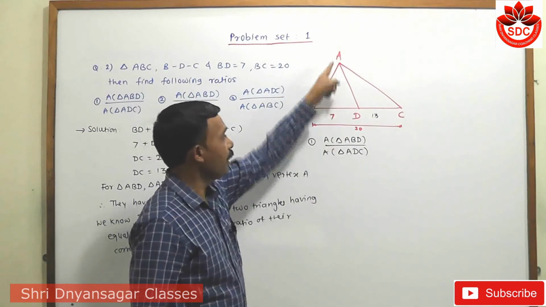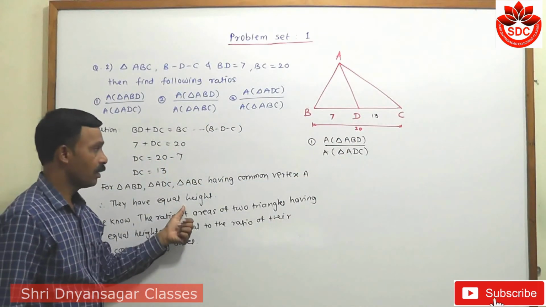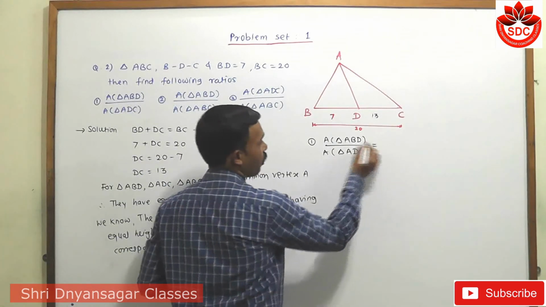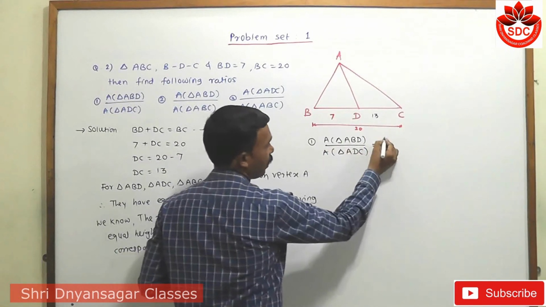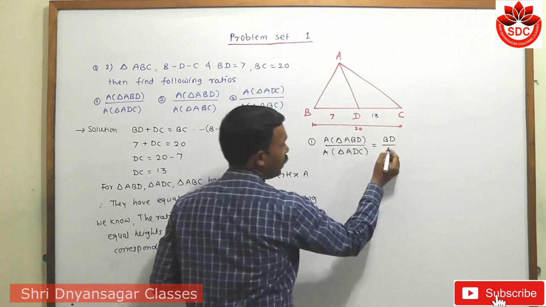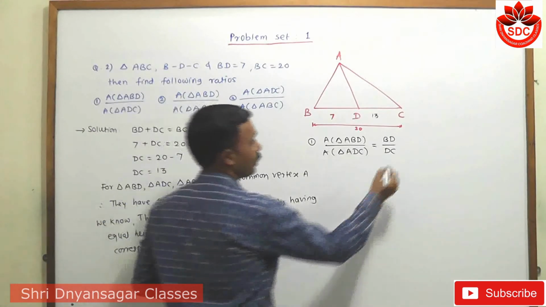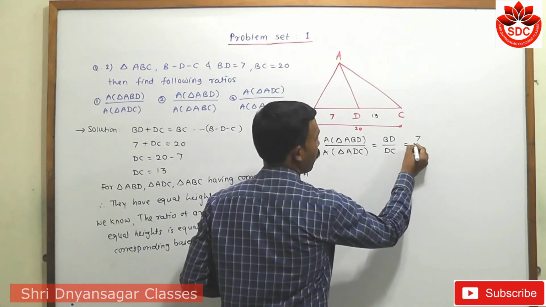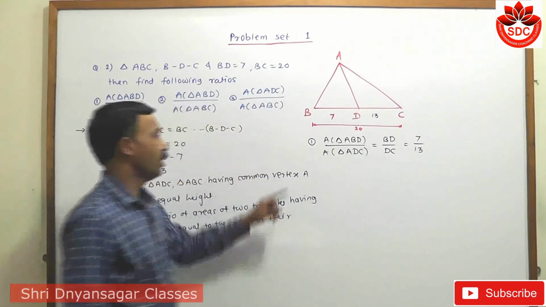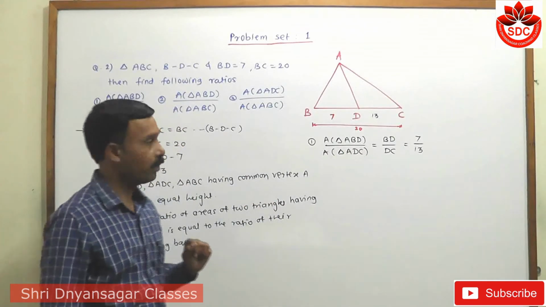ABD and ADC, both these triangles have equal height. Therefore, their ratio is equal to their corresponding bases. The base of ABD is BD and the base of ADC is DC. The value of BD is 7 and the value of DC is 13. This means the value of the first ratio is 7 upon 13.